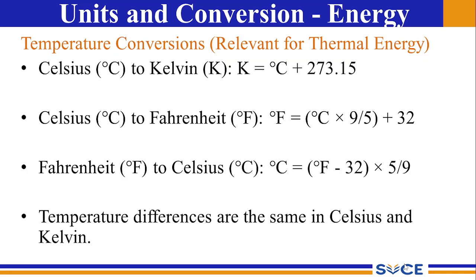10 to 110 degrees Celsius corresponds to 283.15 to 383.15. So the difference there also works out to be 100. So when you're discussing degree Celsius and Kelvin, the temperature difference is the same. Whereas this is not the same with your Fahrenheit scale.